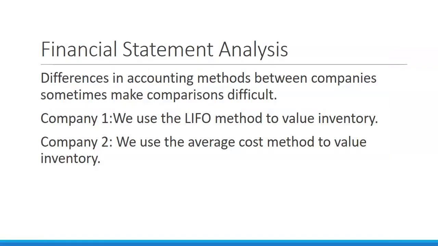As I said earlier, differences in accounting methods between companies sometimes make comparisons difficult. For example, if a company is using completely different inventory valuation methods than a comparison company. Sometimes you also need to know historic information about the company in order to understand what might make their ratios change from one year to another.